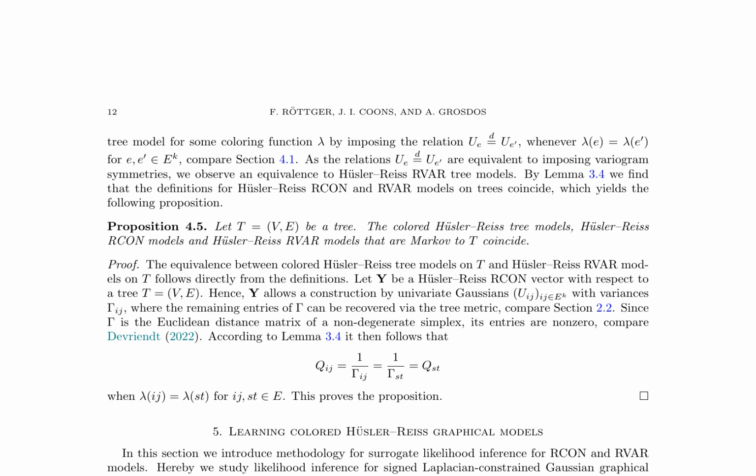The paper establishes the equivalence between colored Hüsler-Reiss tree models, Hüsler-Reiss Archon models, and Hüsler-Reiss RVAR models on trees, provided they are Markov to a tree. This equivalence is demonstrated through the definitions of these models. The proof utilizes univariate Gaussians with variances gamma_ij, which are recovered via the tree metric.